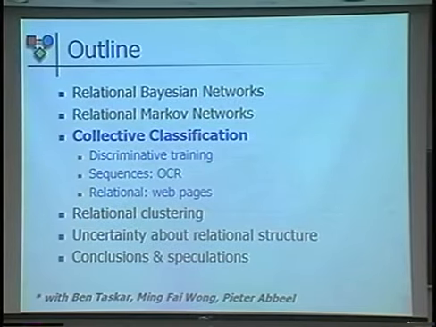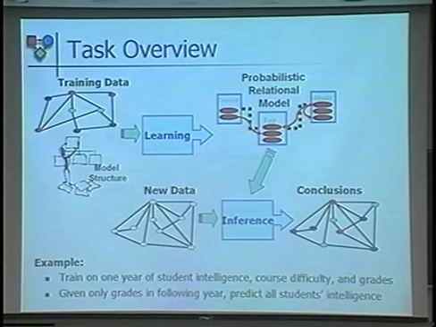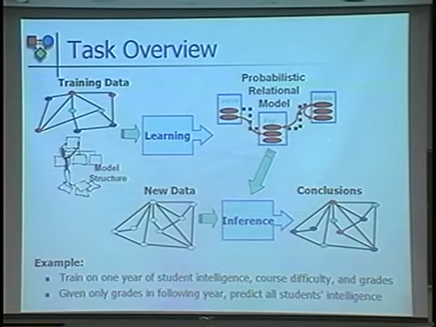Okay, so this is everything that I'm going to say about the foundations of this, and now I'm going to tell you about how to actually learn these models and do interesting things with them. So I'm going to start with a task called collective classification. Collective classification has the following structure. You give me, for example, 2 years' worth of students who took classes and got grades and so on. You give me that as training data. And for those 2 years, I have all of the information that I possibly want about the intelligence, the difficulty, and the grades. And based on that, I plug it in, I learn a model, and I get one of these probabilistic models as output.